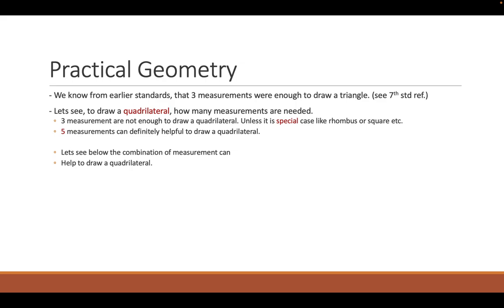So three measurements are not enough for a quadrilateral. You will know there are more things to draw, so three may not be quite enough. Unless there is a special case we will discuss at the end of this chapter where three or less could even be enough to draw some figures. Five measurements can definitely be helpful to draw a quadrilateral, and we will see here what combination of those five measurements we are going to focus on and how we are going to draw, right?